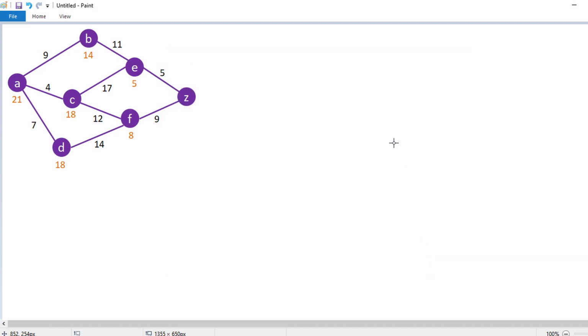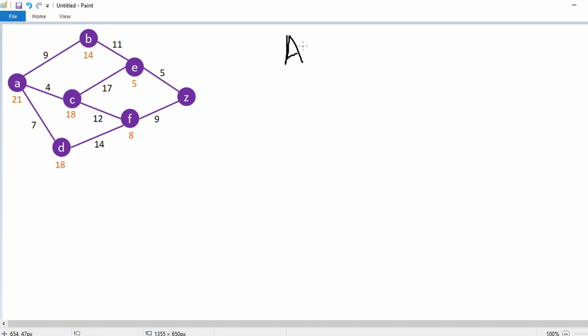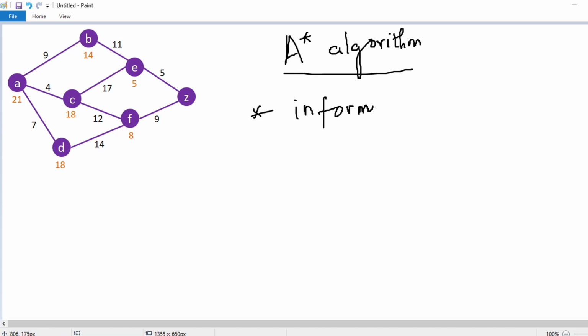Hello everybody. So in this video we are going to see how A star algorithm works. So if you see A star algorithm, what is that? First of all, we'll see. It's an informed search algorithm. It's an informed search, unlike Dijkstra's algorithm or a BFS, breadth first search, or a depth first search.